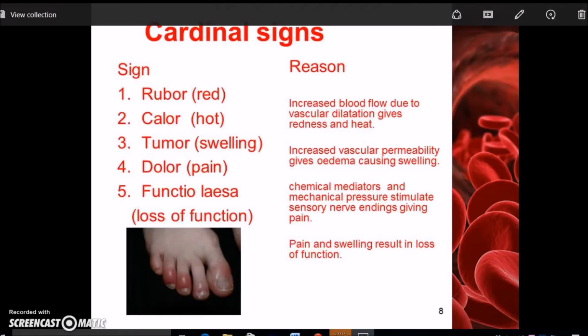The cardinal signs of inflammation were first recognized by the Roman Celsus, and they're traditionally described as rubor, calor, tumor, dolor, and loss of function. And you can read for yourselves, but on this slide I've just given you some examples of why we get these individual symptoms of inflammation.